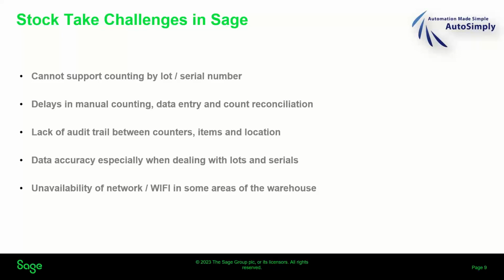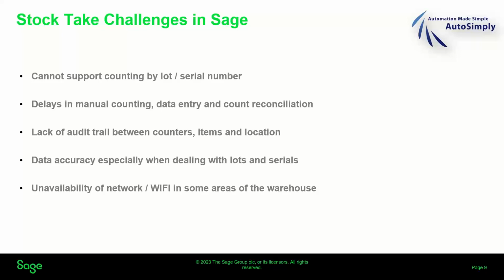Another major problem that we encounter is the delay in counting. If you're doing it manually, people are writing on a piece of paper what they have counted. Somebody has to input this into Sage. There could be some mistakes there, but there is mainly a time delay. And eventually, by the time the count needs to be reconciled, maybe we have lost 1 or 2 or 3 days already. So there is a delay, there is inefficiency there.